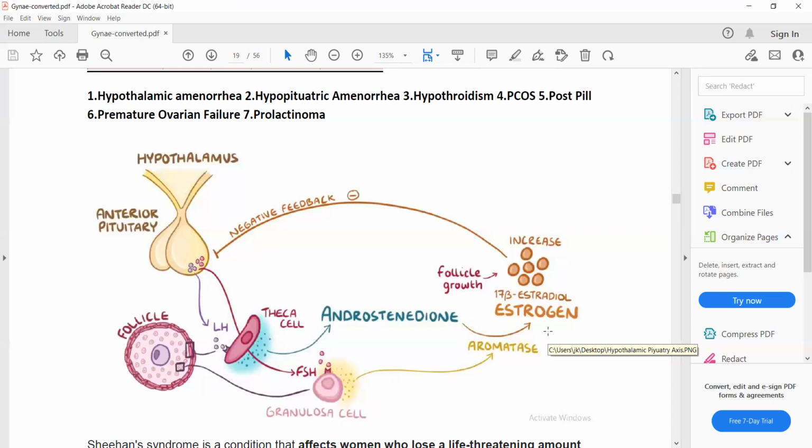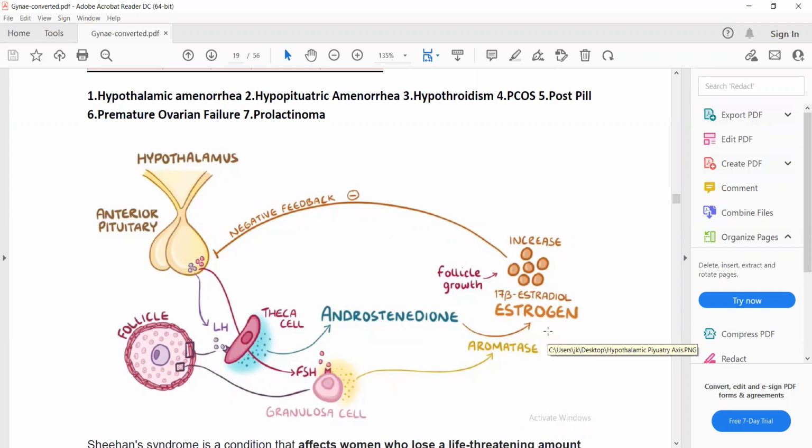Dr. Shah, in problems with the hypothalamus and the pituitary, why don't we see a positive feedback due to the low levels of estrogen, the way we see with ovary problems? How come the same doesn't happen in the case of low estrogen?